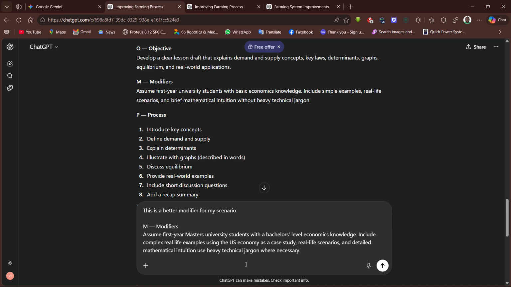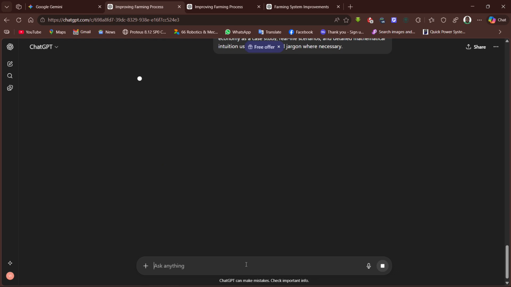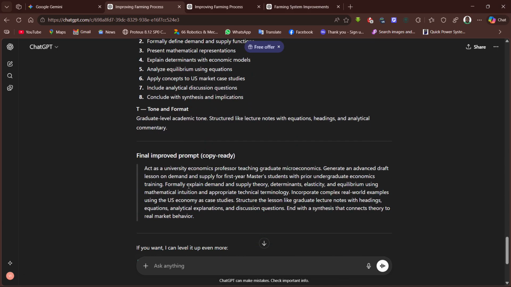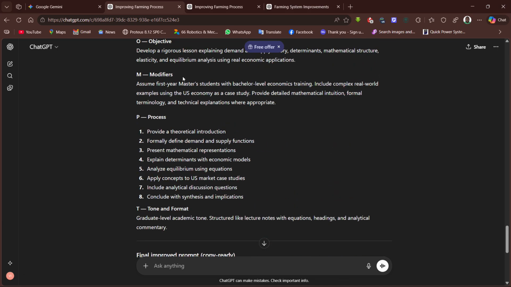So basically you see this is a better modifier for my scenario. You improve this, and it's now going to use that information and give us a better, more suitable prompt for the use case, for your own personal use case, right? So we are going to wait a little bit and then see how it's going to turn out. Now this is our final prompt. It has used our modifier, right?